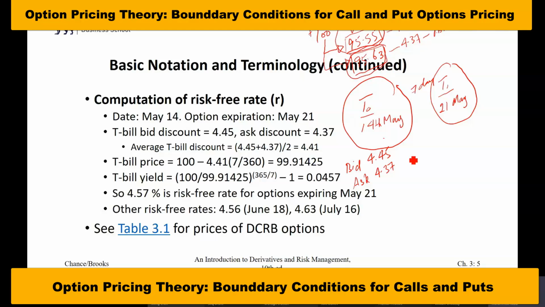So to calculate the risk-free rate, the first thing we need to do is to calculate the average T-bill discount, and that is the bid rate plus the ask rate divided by 2. So that gives us 4.41. To calculate the price of the bond, which is based on the average of the T-bill discount, what we need to do is actually use 360 days year convention.